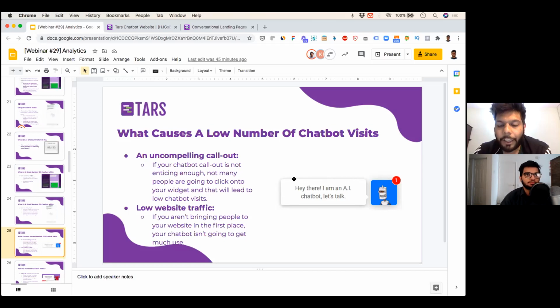You should have a call out message which appeals to your audience and which instigates them to click on the chatbot widget, right? For instance, if you come on our website, the call out message here says, do you want to 2x your conversion rate, right? Because we know that the people who are coming on our website or our customers really care about it, right? So what can you do to make it interesting, right?